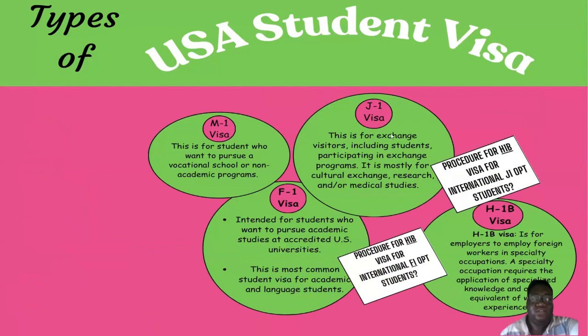There are four different types of visas. The M1 visa is for a student who wants to pursue a vocational school. The J1 visa is for exchange visitors participating in exchange programs that is mostly for cultural exchange, research, or medicinal studies. The F1 visa is for students who want to pursue academic studies at accredited universities. This is the most common type of visa for students. The H-1B visa is for employers to employ foreign workers in specialty occupations.